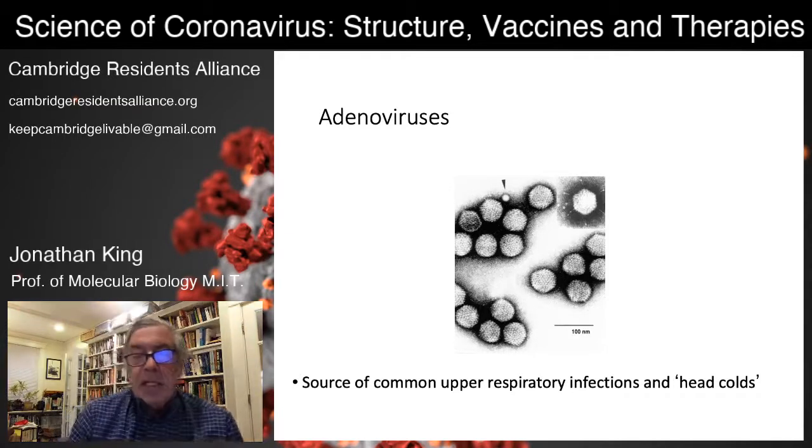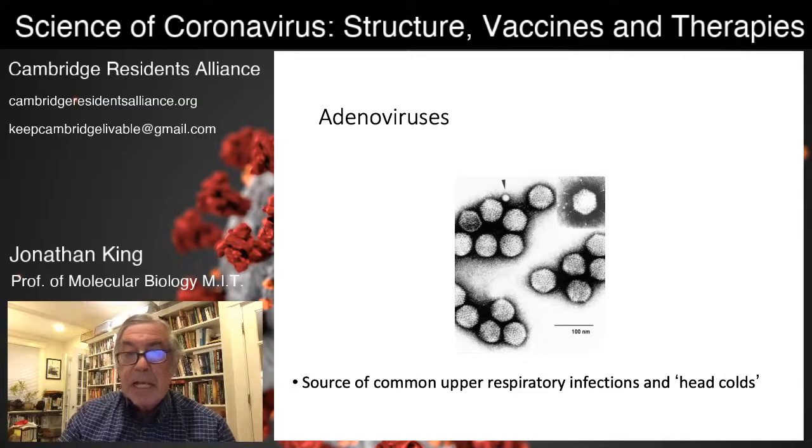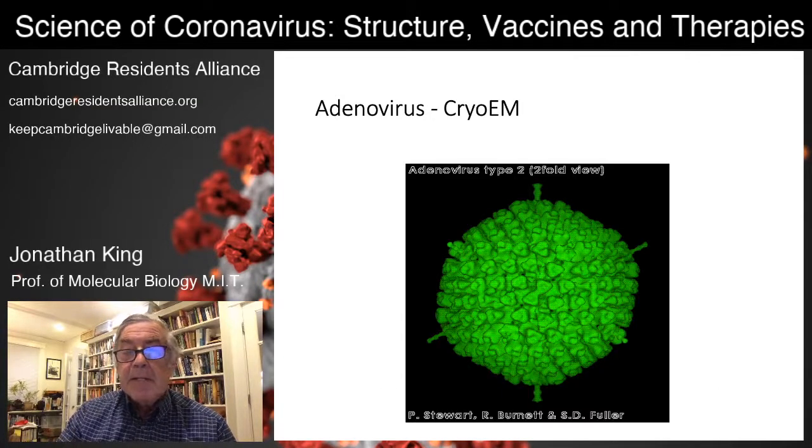These are viruses that infect your upper respiratory tract and are a cause of colds and coughs and head colds. And I'm going to show you a structure at much higher resolution that uses the modern technology of cryo electron microscopy. These blobs are the proteins that are forming the shell of the virus. But you'll see at the vertices, there are these skinny spikes. Well, these spikes may not look like much, but they're enormously important. It's through these spikes that adenovirus attaches itself to the cells of your upper respiratory tract. So they're important for infection.